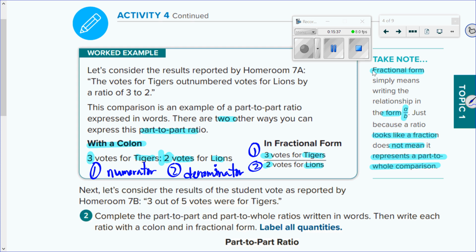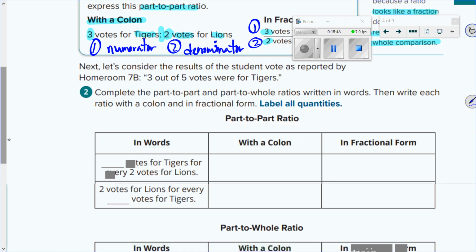Does everybody understand what I'm saying on this? Yes. This is actually critically important. It's one of the biggest things you're going to mess up in ratios. So let's look at a couple examples.